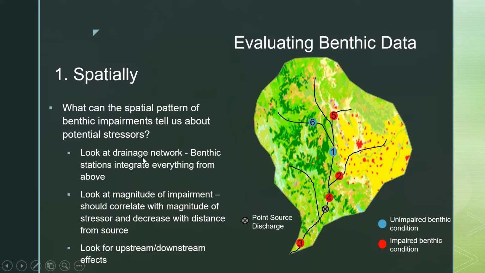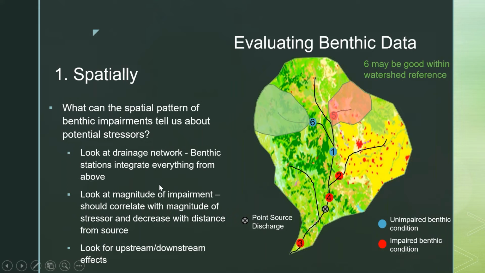All right, so let me use this particular example on the right to just kind of walk through some of the things we might be able to analyze from the spatial network of stations that we have. Okay, we start at station 5 here, and we see that we've got an impaired condition. That's a very small watershed. So what that tells us is within that very small watershed, the stressor must be present in that area. Okay, so that can maybe narrow down what the different types of stressors that we're looking for have to be located there.